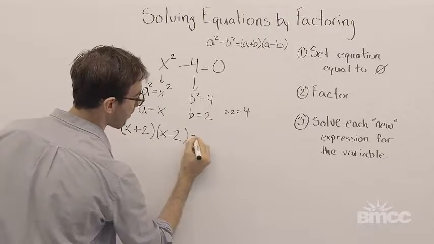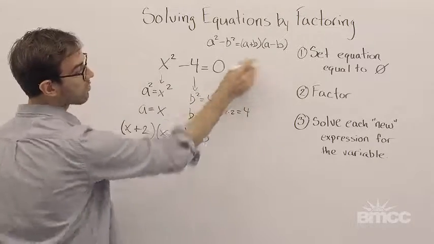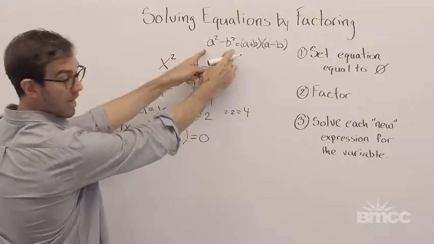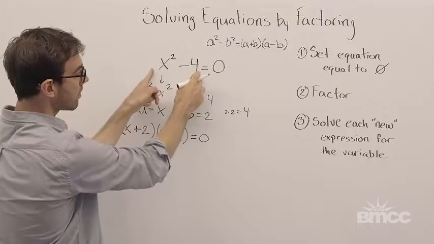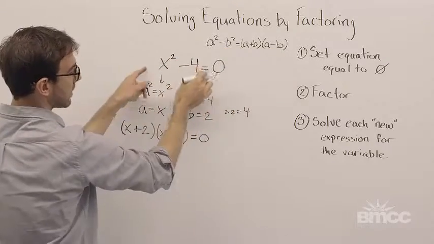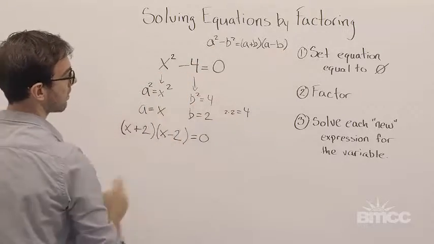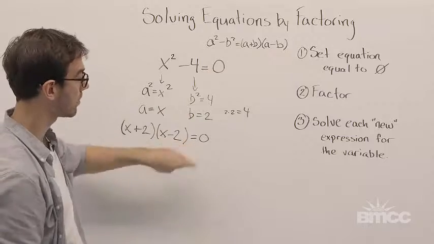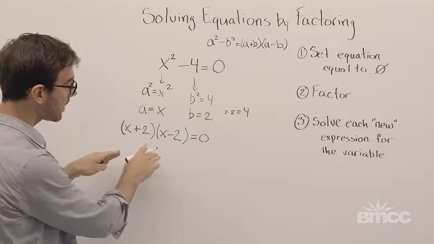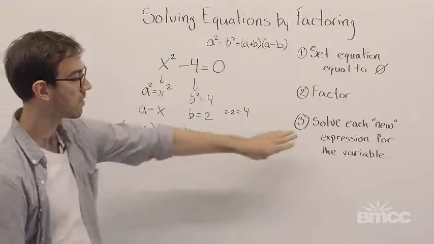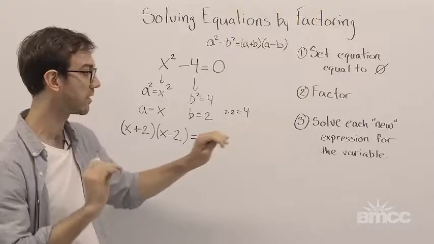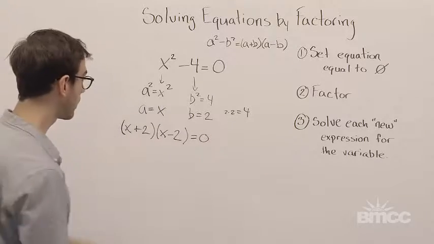And then again, we set that back equal to 0, because we're essentially saying that we have a squared minus b squared here. So we're just substituting this in. They're equivalent, so we're just using this form to rewrite, and then we're setting everything back to 0 again. And so now we see that we have the format that we need to start solving each new expression for the variable in that expression.